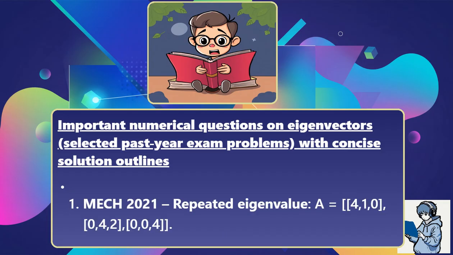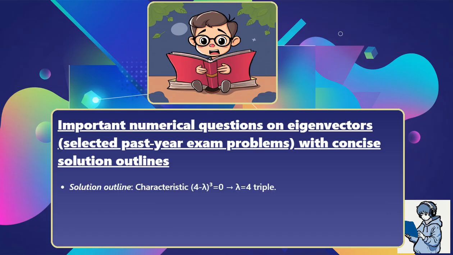Number 3, MECH 2021, repeated eigenvalue. Matrix A = [4, 1, 0], [0, 4, 2], [0, 0, 4]. Solution outline. Characteristic equation (4 − λ)³ = 0, giving λ = 4 with multiplicity 3.